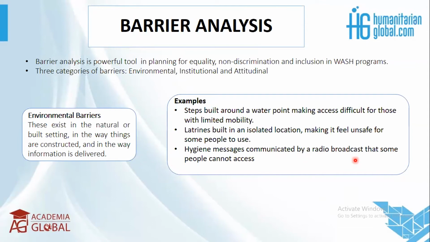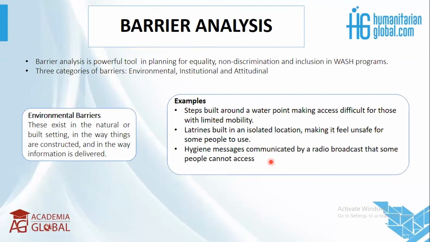So these are just examples of environmental barriers when you're doing your analysis. It could be how you are constructing a water point, or how you are siting a latrine, or how you are communicating your messages. With the way you're communicating your messages, you may be thinking that if I use a radio, I may be able to get reach.